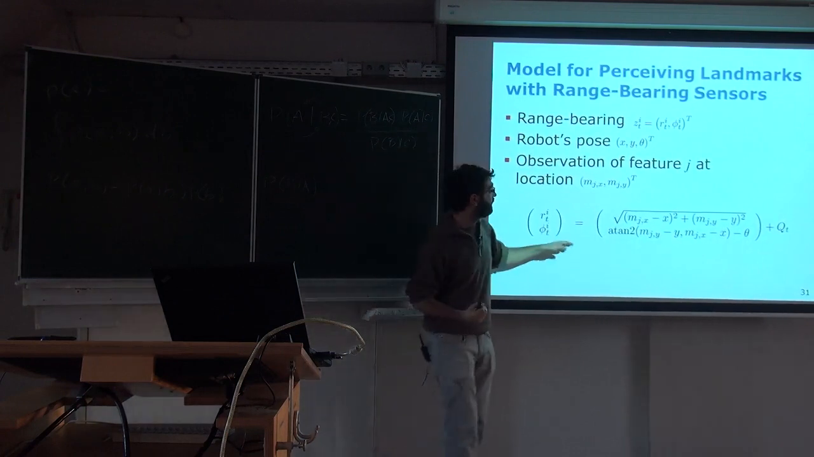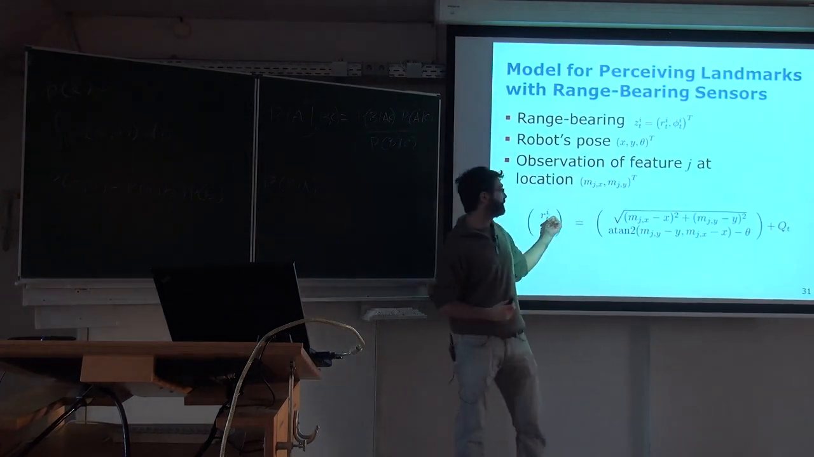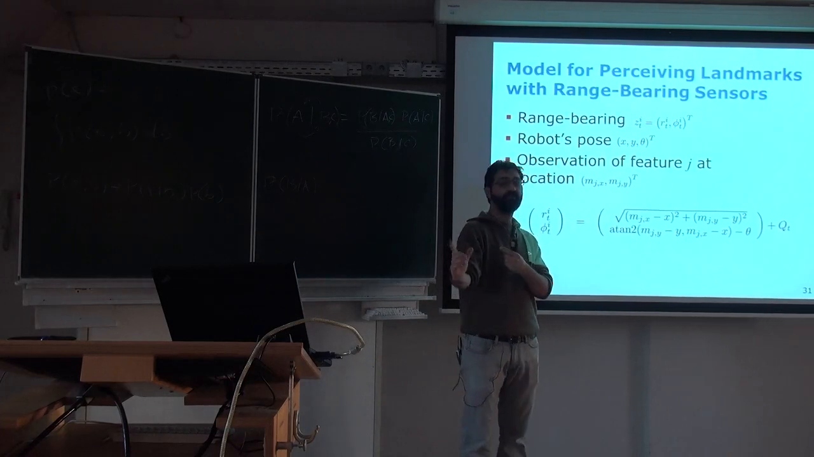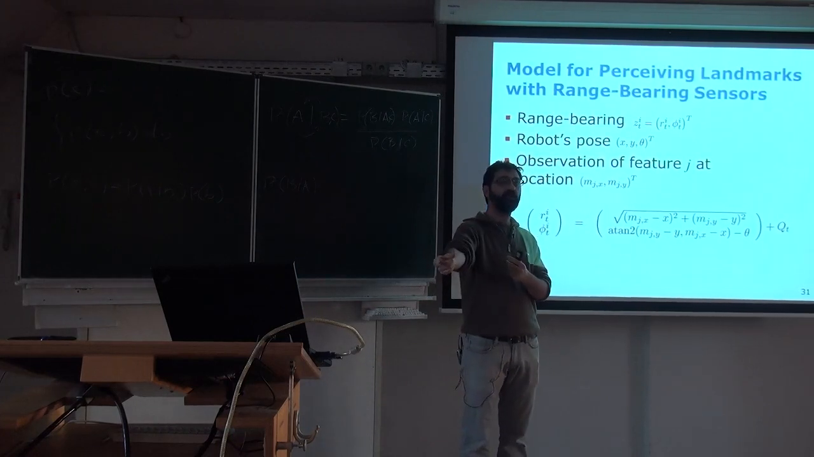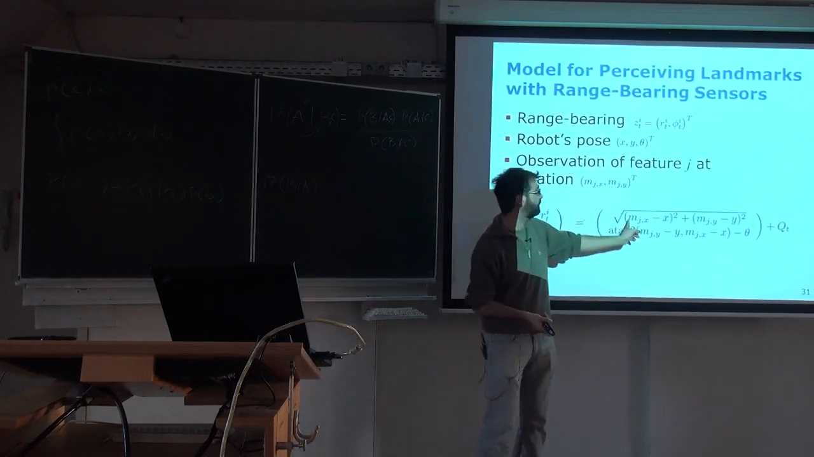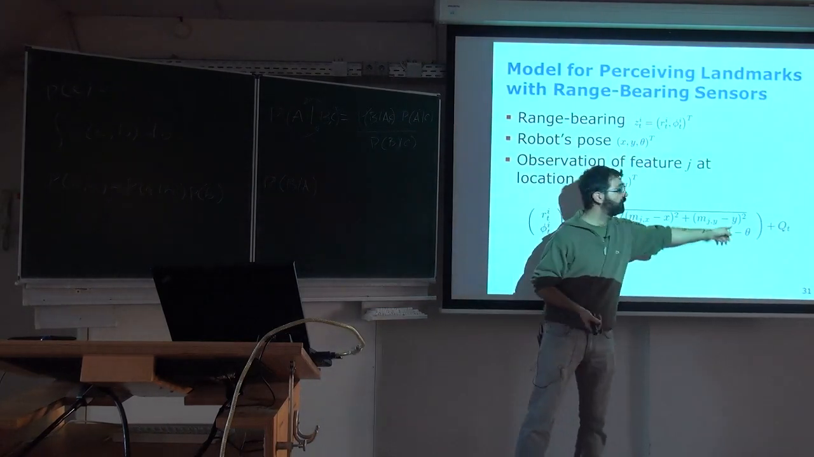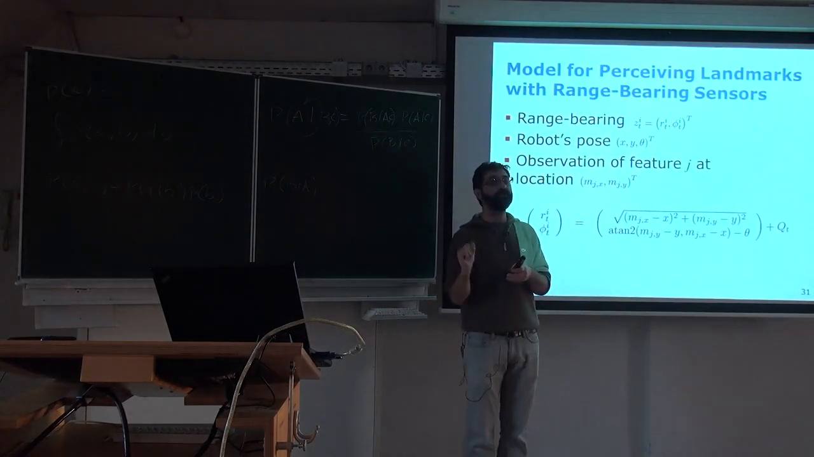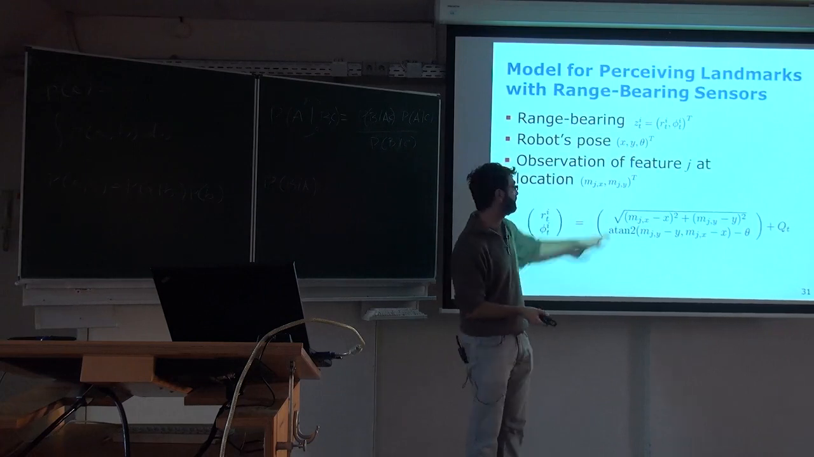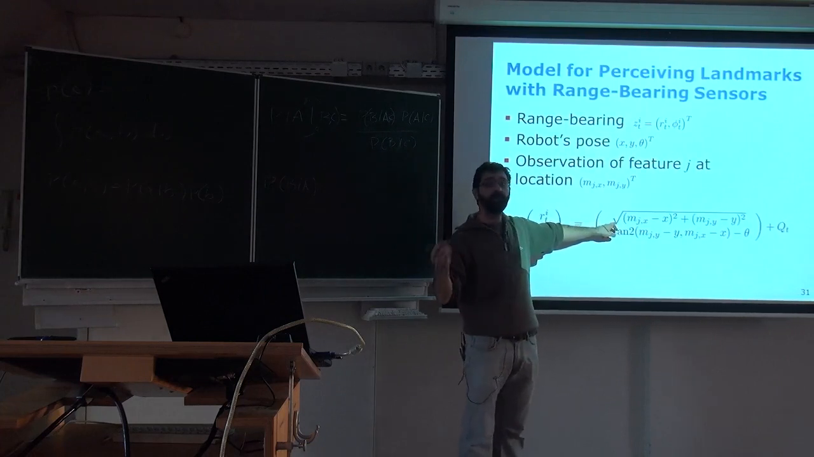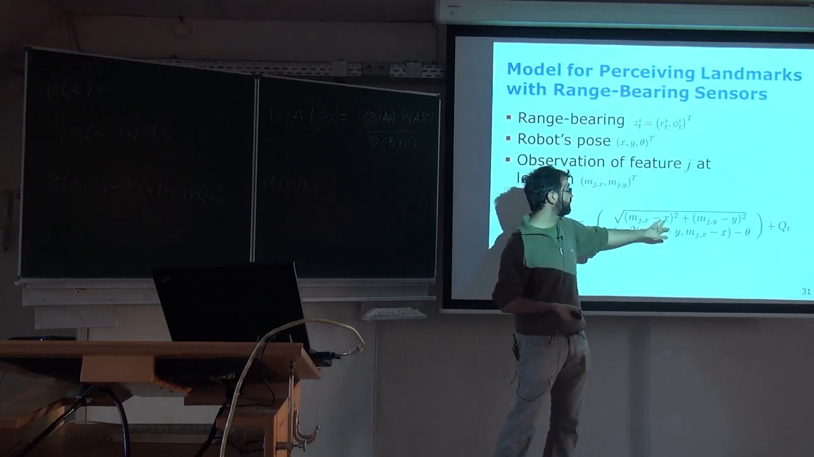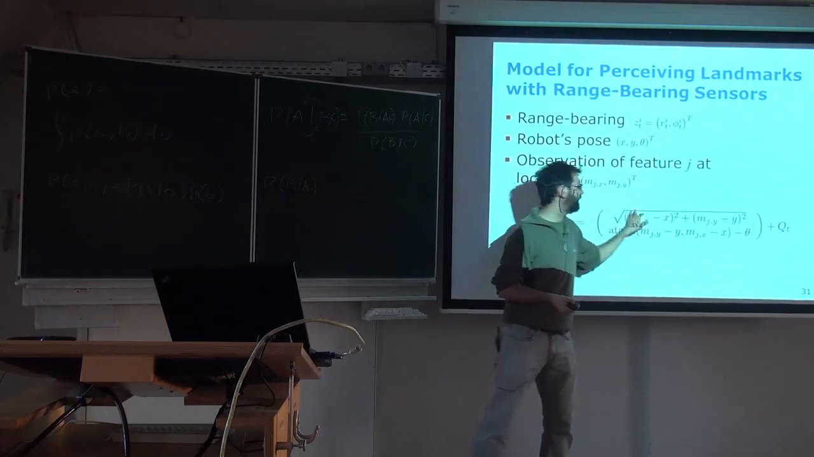Basically, we know that the range is just the size of the vector from myself to the point that I'm observing. We take the difference in the x coordinates and the difference in the y coordinates, and this is the vector from me to the landmark. The size is just the norm of the vector: the square root of the squared difference in x plus the squared difference in y.